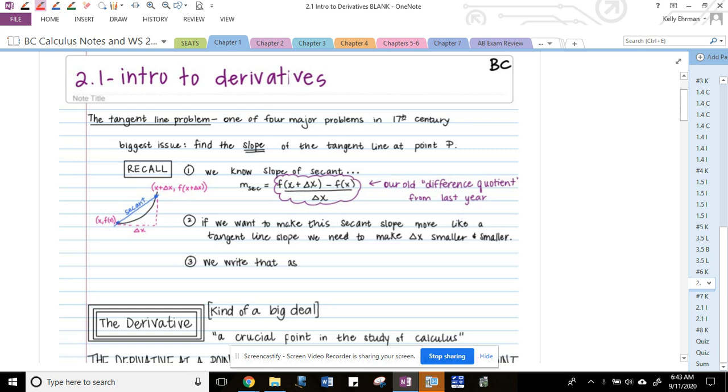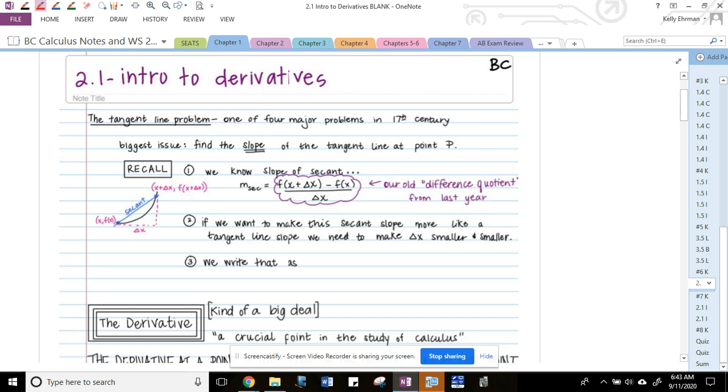And you can look up all kinds of interesting history, especially on YouTube, with stories about feuding mathematicians trying to outdo each other and solve these different problems. So it's pretty interesting. Anyway, what was the problem?